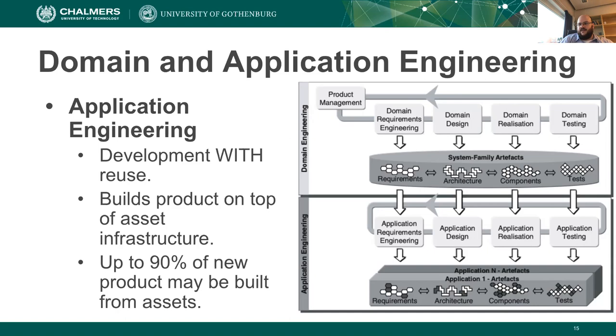And when you start application development, if you've done fairly thorough product line engineering, up to 90% of your product might already be available just by reusing the existing code in your infrastructure that you developed during domain engineering. Only the remaining 10% or so might need to be developed in the further step.